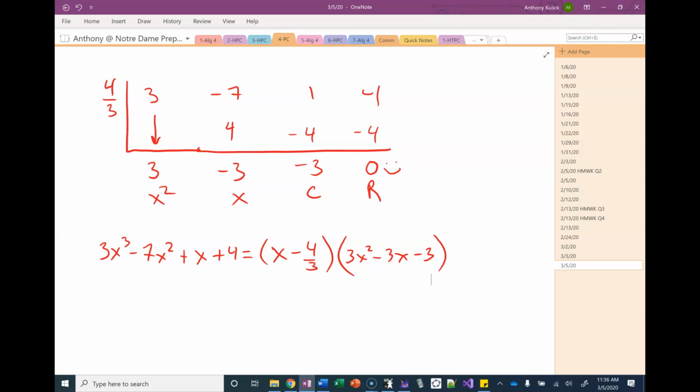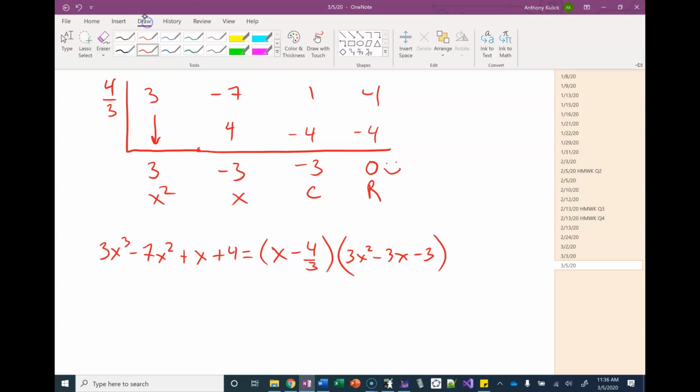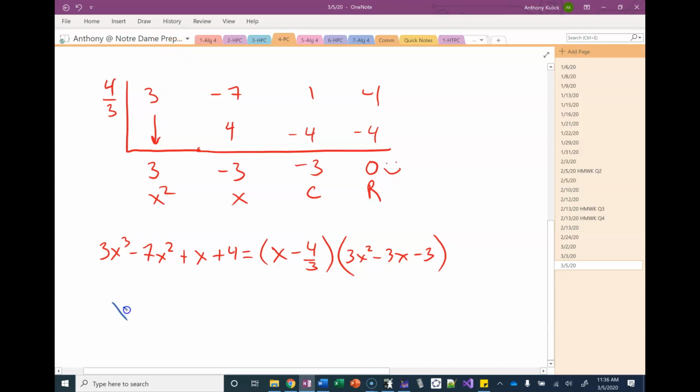Okay. So this is nice because both of these polynomials that I'm left with now are easy to solve. If I set this polynomial equal to 0, I obviously get x is equal to 4/3. So there's one solution, and that matches up with what we saw in the picture. To find my other solutions, I'm going to set that quadratic equal to 0 and solve that.